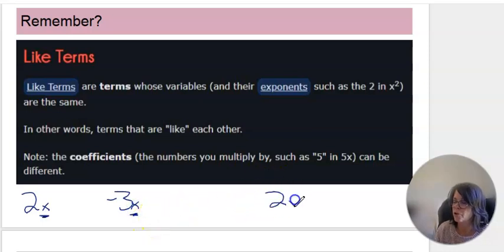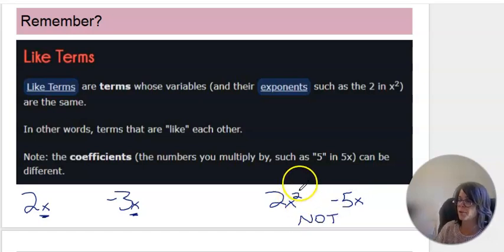However, 2x squared and negative 5x are not like terms because this one has an exponent of 2, while this x is just plain, or has an exponent of 1 that we're not actually seeing. So like terms have to have the same variable, and that variable has to have the same exponent.